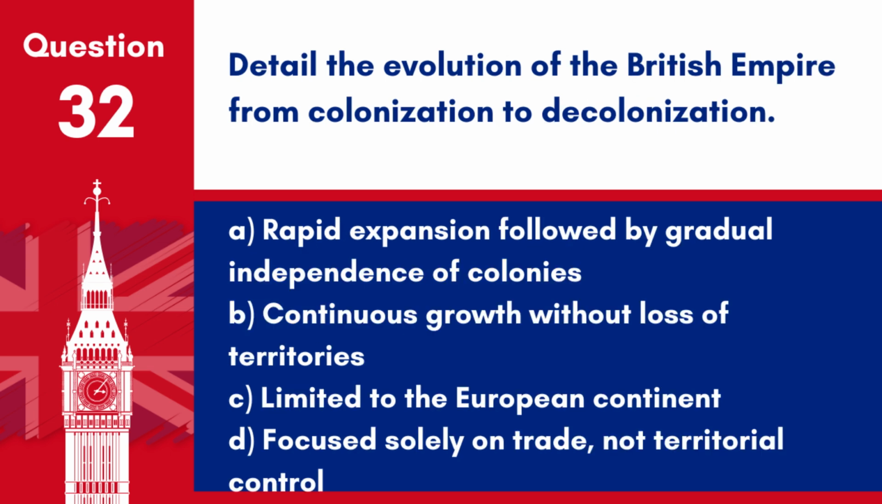Question 32. Detail the evolution of the British Empire from colonisation to decolonisation. A. Rapid expansion followed by gradual independence of colonies. B. Continuous growth without loss of territories. C. Limited to the European continent. D. Focused solely on trade, not territorial control. Answer: A. Rapid expansion followed by gradual independence of colonies. The British Empire evolved through rapid expansion and colonisation, followed by the gradual decolonisation and independence of colonies.